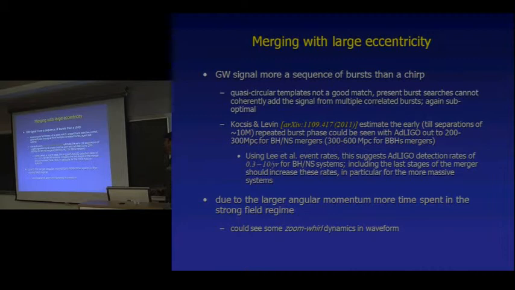So certainly not as much as what might be expected in the optimistic range for primordial binaries. But this is still a number that I think could be an interesting set of events to go after.